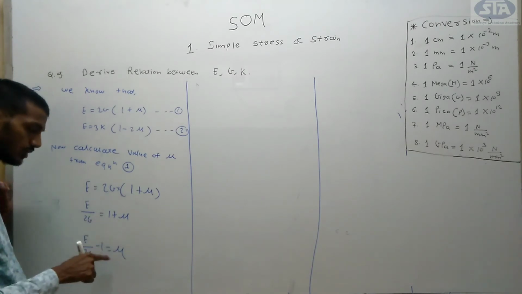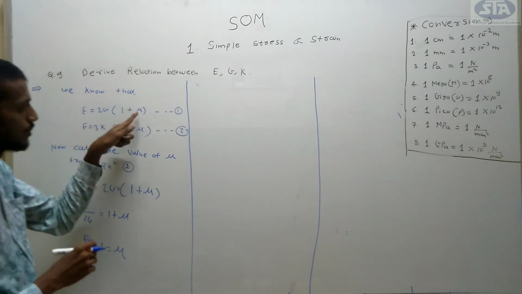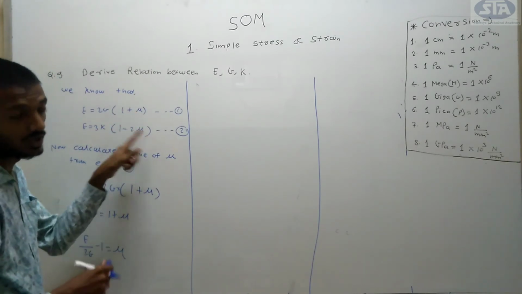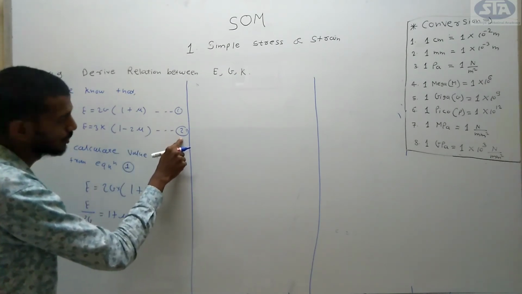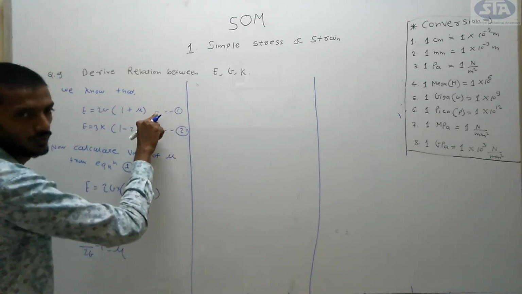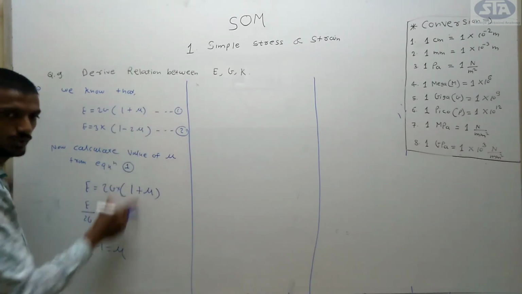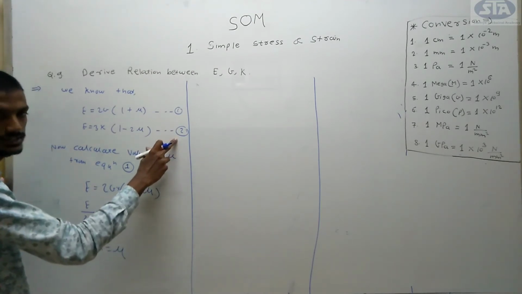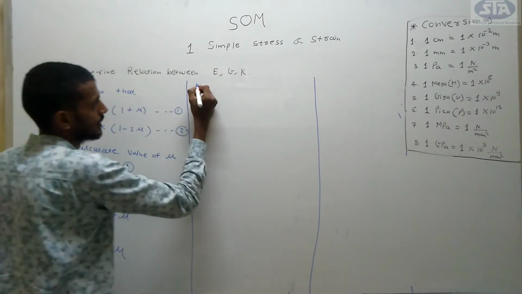Now put this value in equation number 2. You can calculate the value of mu from equation number 1 and put it in equation number 2. If you calculate the value of mu from equation number 2, then you have to put the value of mu in equation number 1, vice versa. Here we calculated the value of mu from equation number 1, and now we will shift this value of mu into equation number 2. Then we get the relation between E, G and K.